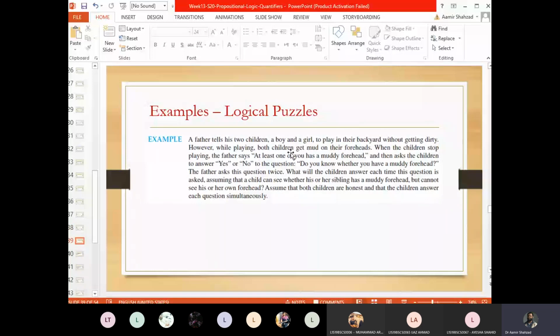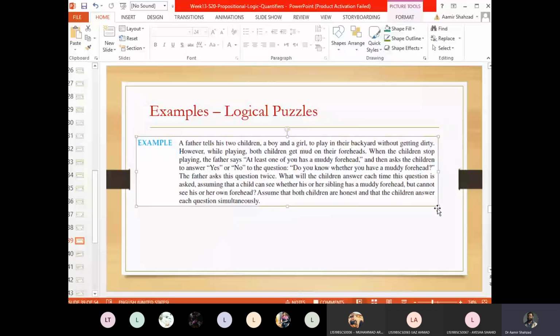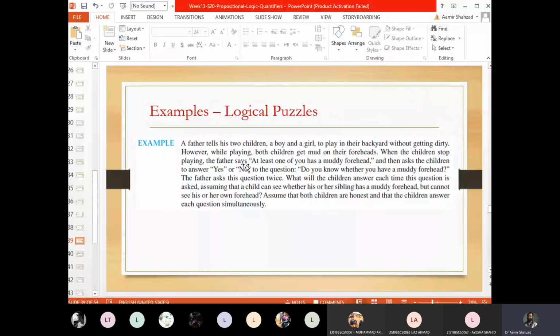This logical puzzle, maybe it's quite an interesting puzzle. We can discuss it when we are doing proofs. It's a very beautiful example. Maybe I can just give you an overview and then you can solve it by yourself. What is the problem? The problem is that we have two children, a boy and a girl. They are playing in the backyard. I'm not going to solve this problem here. We will solve it maybe in some next class when we are discussing proofs.